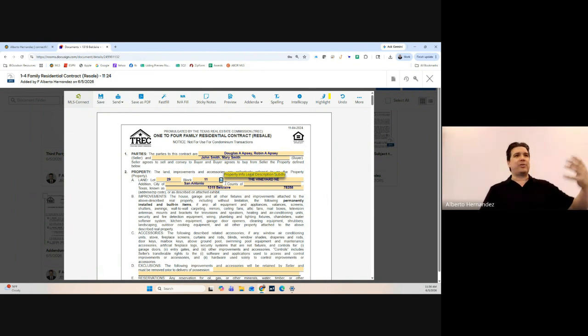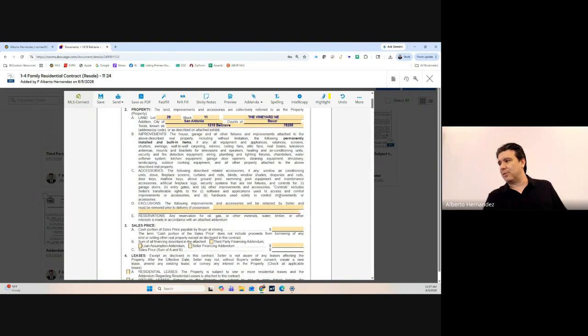Once again, this is information so the title company can pull up the appropriate property and make sure all the title research is accurate. San Antonio is already in there. It's in the county of Bexar. Mine was in my drop down because I've already written it multiple times. You would have to type it in. And then the address and zip code have attached themselves already.